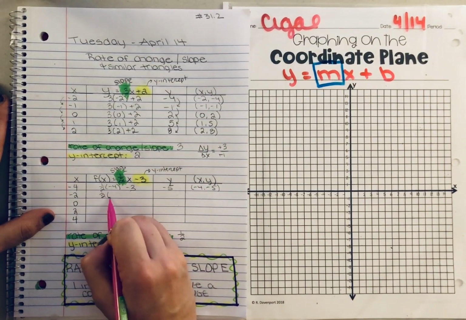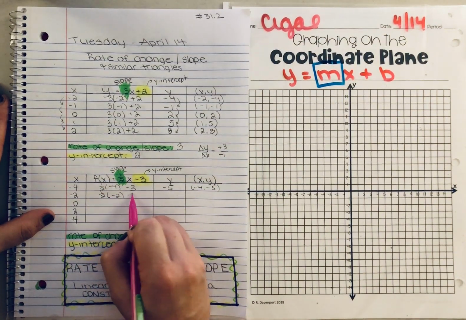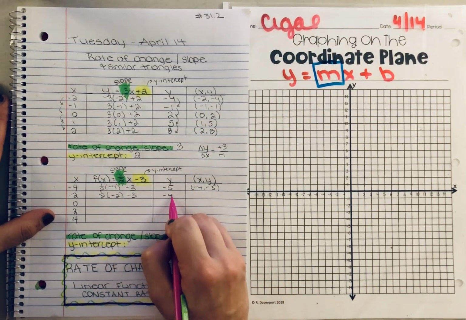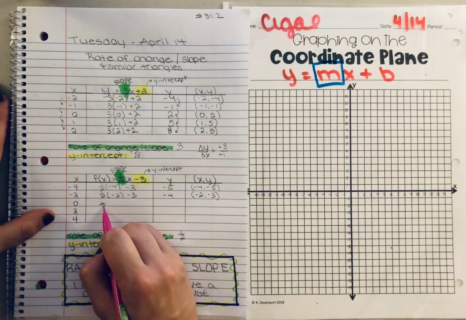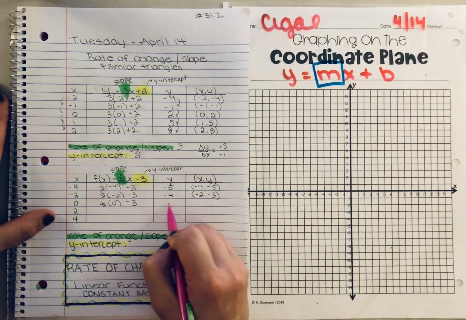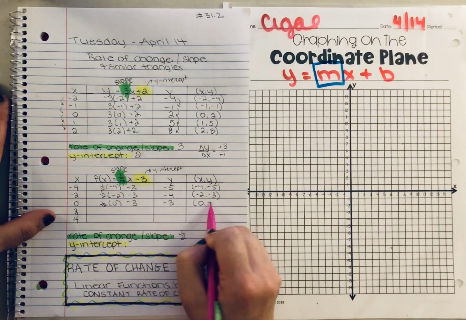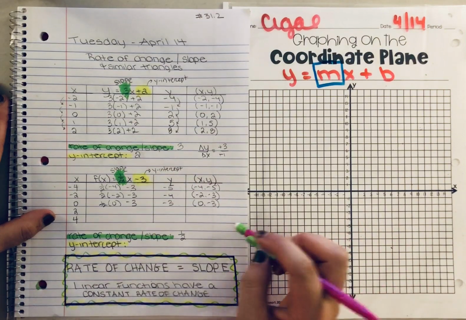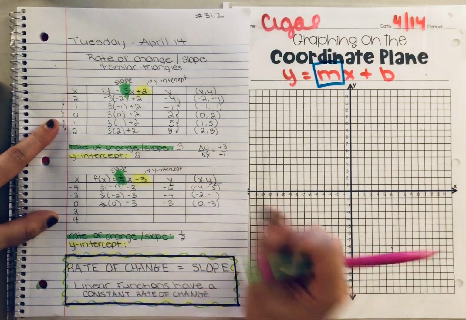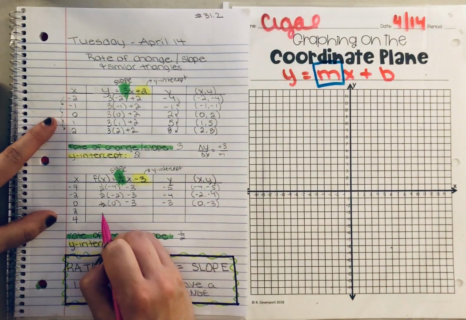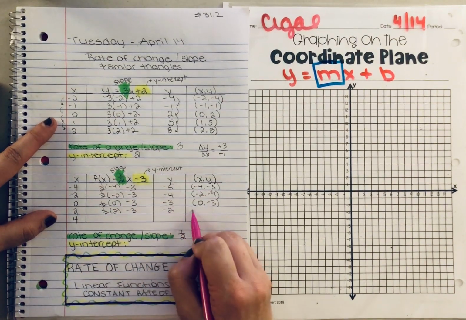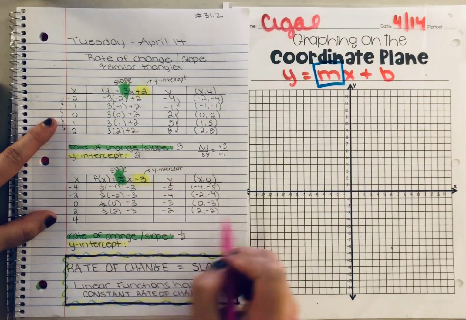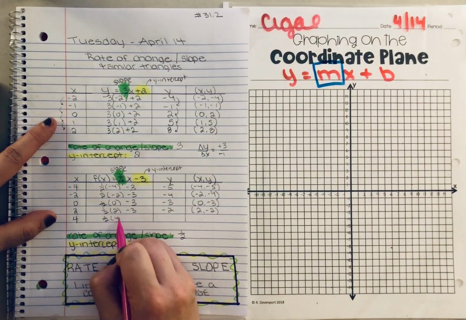Next one, we're looking for 1/2 of -2 minus 3. And we're going to write that ordered pair. Now we're looking for 1/2 of 0 minus 3. I just wrote this one wrong. Okay, now I need 1/2 of 2 minus 3. And finally, 1/2 of 4 minus 3.